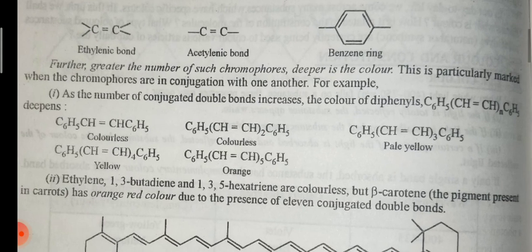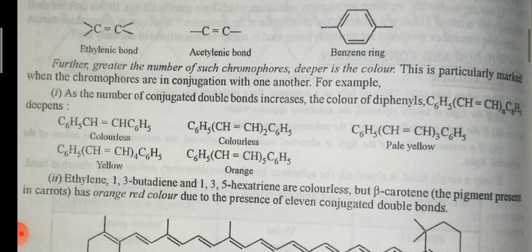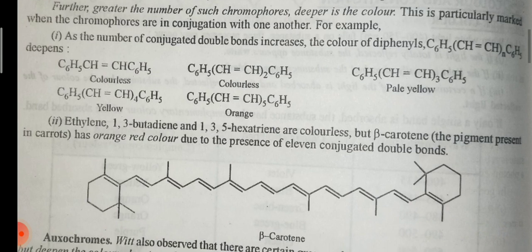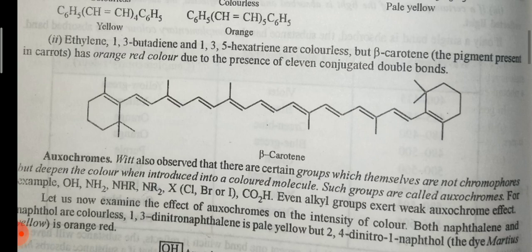This is particularly marked when the chromophores are in conjugation with one another. For example, as the number of conjugated double bonds increases, the color of diphenyl deepens. Ethylene, 1,3-butadiene and 1,3,5-hexatriene are colorless, but beta-carotene, the pigment present in carrots, has orange-red color due to the presence of 11 conjugated double bonds. Auxochromes.